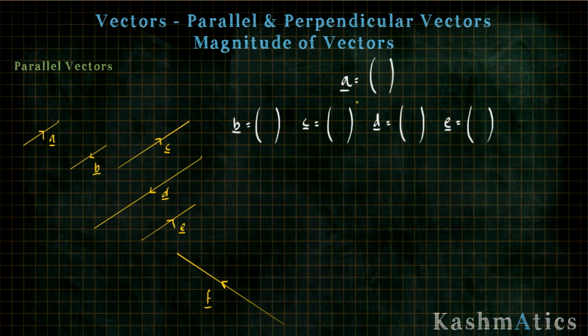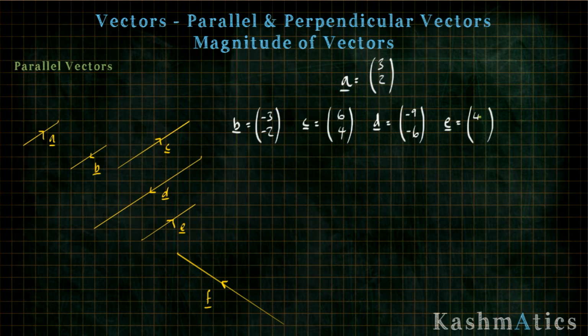So remember, with vectors you go across first and then up and down. Vector A is 3 to the right and 2 up, so that would be 3, 2. Vector B is 3 to the left and 2 down, so that's minus 3, minus 2. Vector C is 6 to the right and 4 up, so that'd be 6, 4. Vector D is 9 to the left, so minus 9, and 6 down, that's minus 6. And vector E is 4.5 to the right and 3 up.